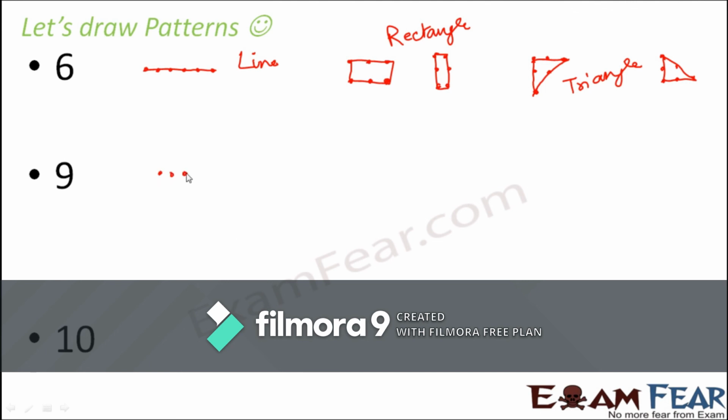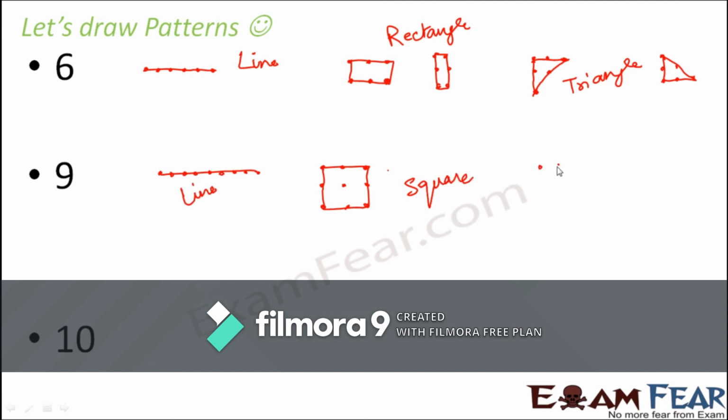What about 9? Now with 9, as usual, you can make a line definitely. Can you make a rectangle with 9? Not really. Because if you place 4 points in a line, then you will not be able to make 3 lines or 2 lines because you will have 1 point extra. So you can only have a square with 9. If you place the points like this, you get a square. So square is one option and line is another option.